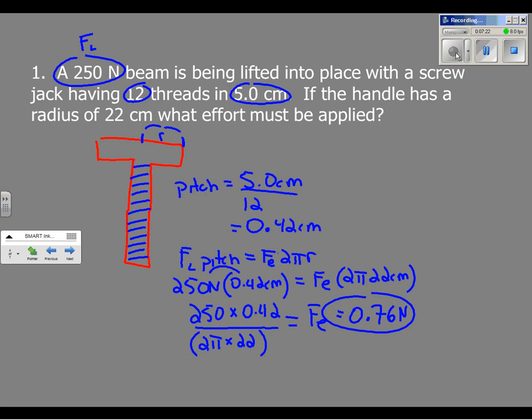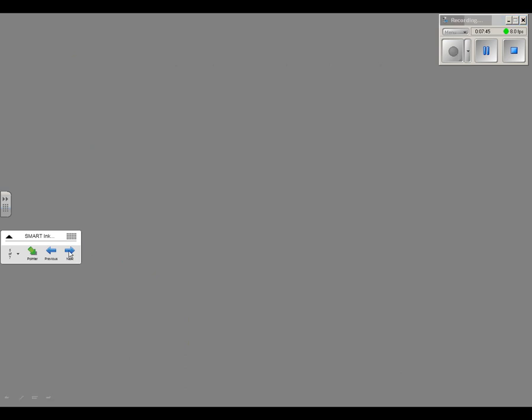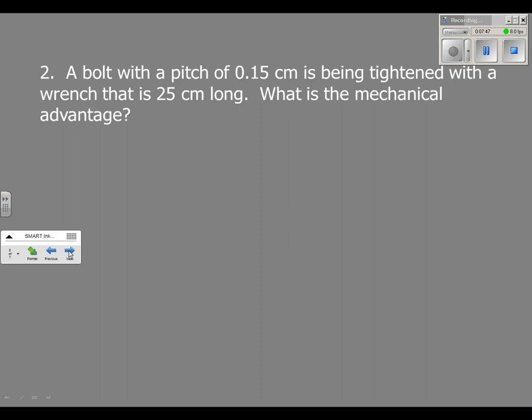You're going to see this, how it's 12 threads in 5 centimeters, in I think the first word problem on your assignment, okay? It says something like there's 8 threads in an inch. So 1 inch divided by 8 threads will give you the pitch. It'll give you the distance between any 2 adjacent threads. So just be prepared for that. We'll try one more example here.